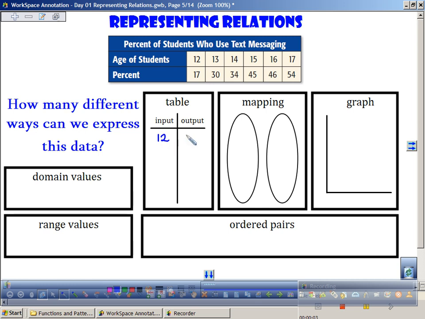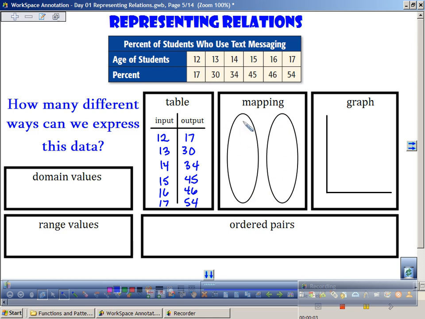So if you're 12, what's the output? 17%. If you're 13, 30. If you're 14, 34. If you're 15, 45. If you're 16, 46. And if you're 17, 54.